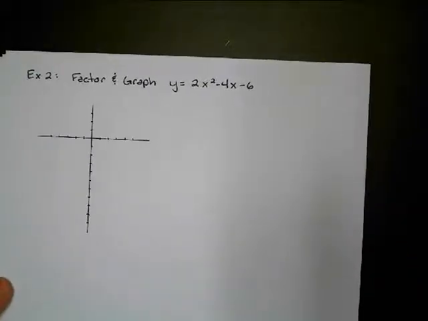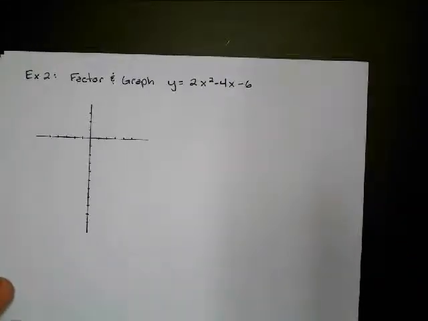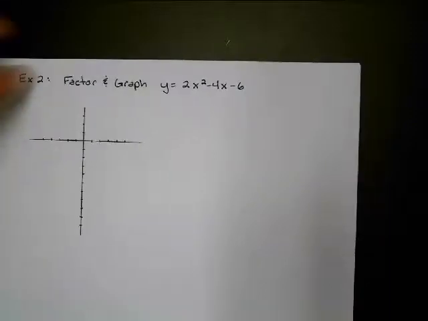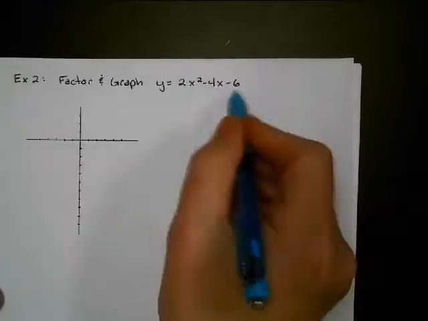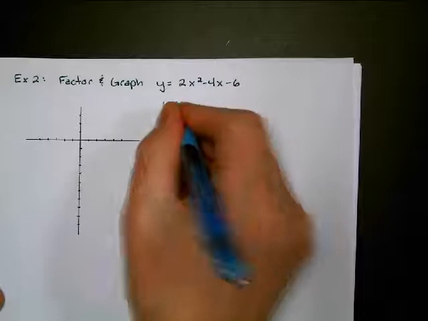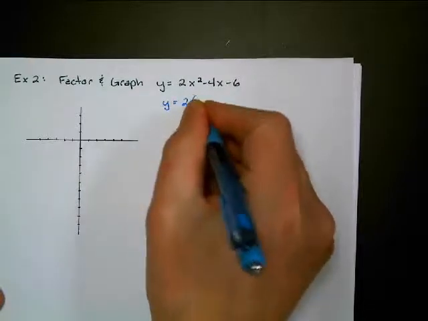Okay, on this one, we're going to factor and graph. Remember when we factor, we always look for a GCF first. So let's factor out a 2 on this one. I'd be left with x squared minus 2x minus 3.